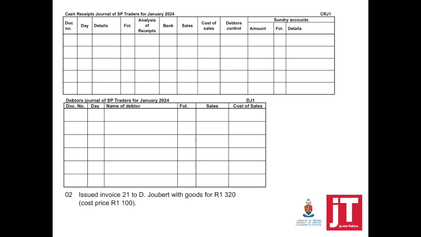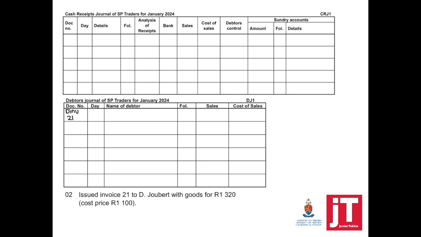And the first transaction says, day 2, issued invoice 21 to DUBAD for goods for 1,320 and the cost was 1,100. So step number 1 is to identify, where does this go now? To the cash receipts journal or the debtors journal? So there are keywords. One of them is the source document. If you see the word invoice, you should know immediately that this will go to the debtors journal.